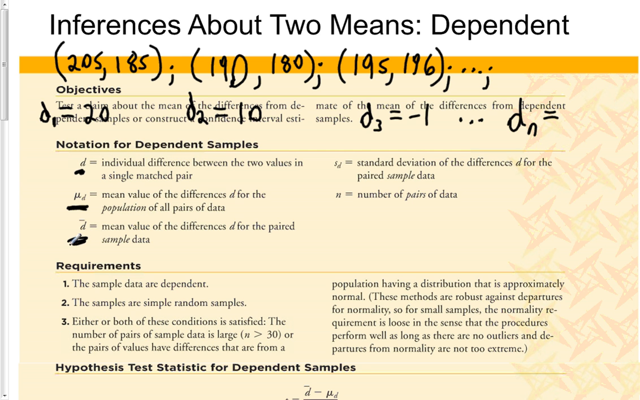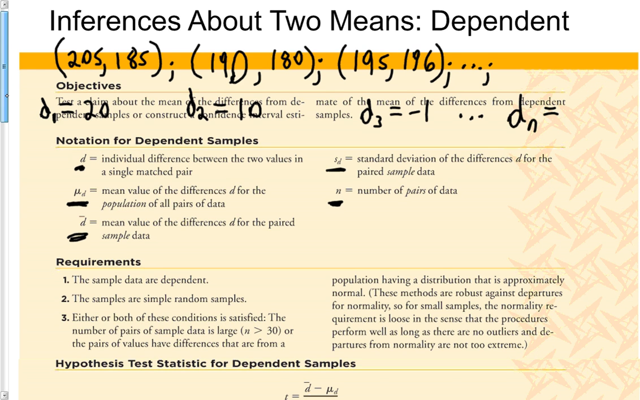So that mean difference is going to be denoted d bar, and it's going to be the best point estimate we have for mu d. So d bar would be the mean value of the differences from the sample, and mu d would be the mean value of the differences for the entire population. sd is the standard deviation for the sample of differences, and n is the number of matched pairs in our data set. So those are going to be some of the notations we're going to use.